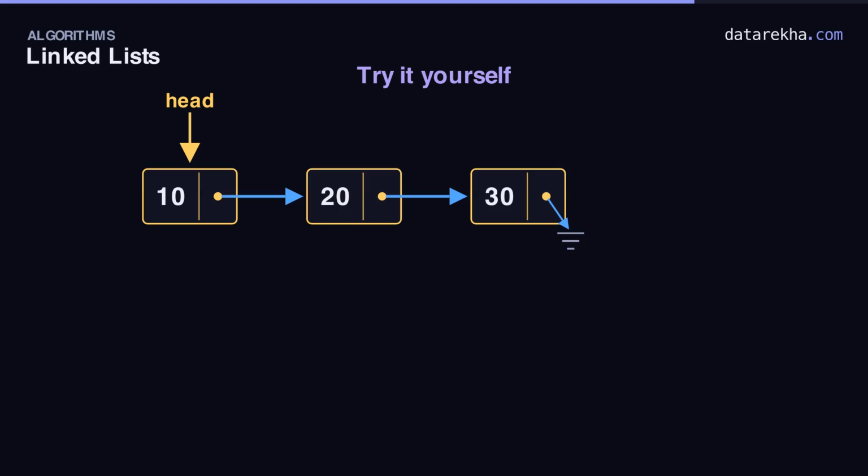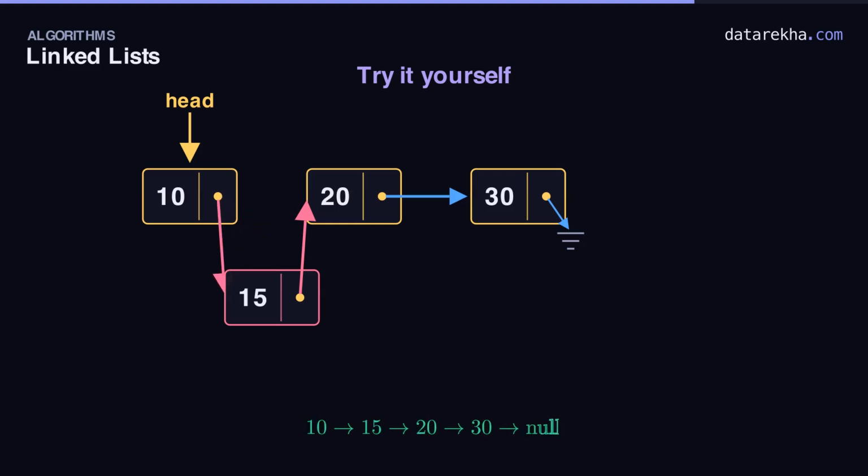The node holding 10 is P. We already have it, so there's no walk. This is pure splicing. Step 1. Forward first. 15's next equals P's next. So 15 points to 20. Step 2. P's next equals the new node. So 10 now points down to 15. And there it is. 10, 15, 20, 30. If you wired those two arrows that way around, you've got it exactly.